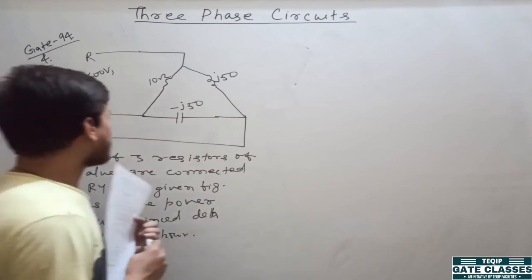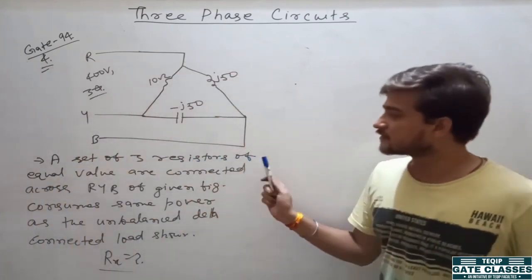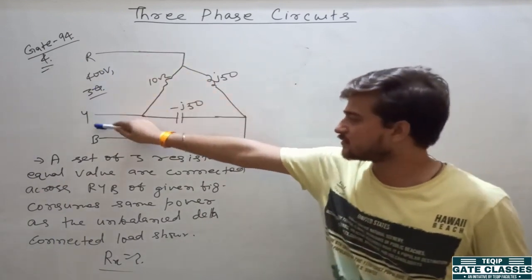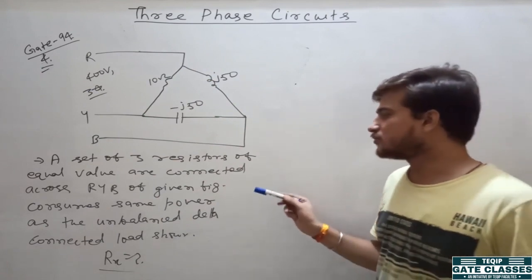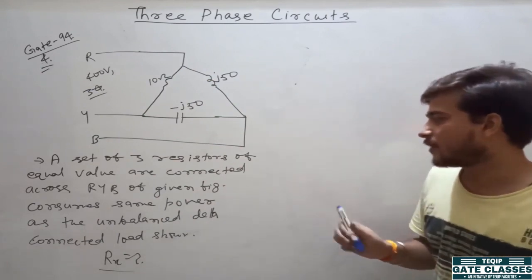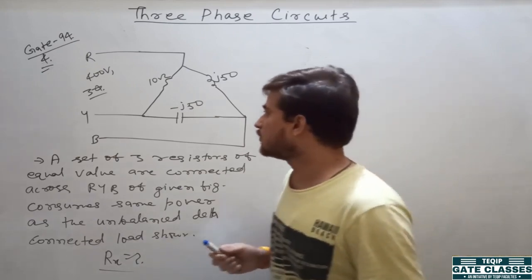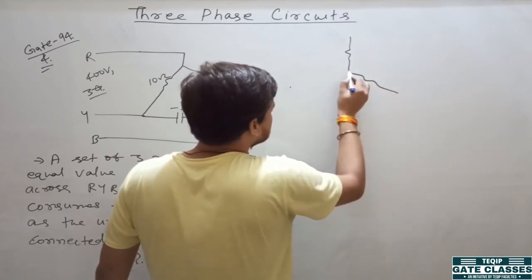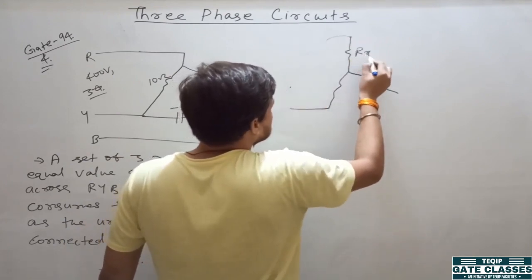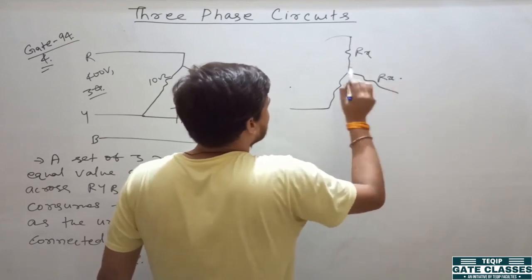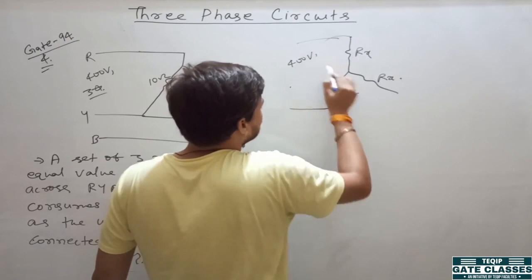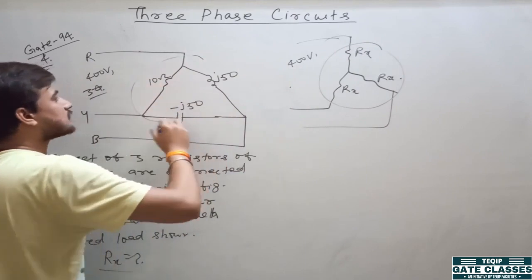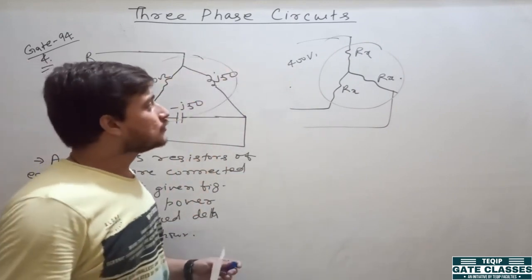They are saying that a set of three resistors of equal value are connected across RYB, that means across the same supply given in the figure, and it consumes the same power as the unbalanced delta connected load consumes. That means for the same supply you are having three resistors Rx, this is also Rx, this is also Rx, this is also 400 volt. Now they are saying that this system will consume the same power as this system is consuming right now. So you have to find the value of Rx.